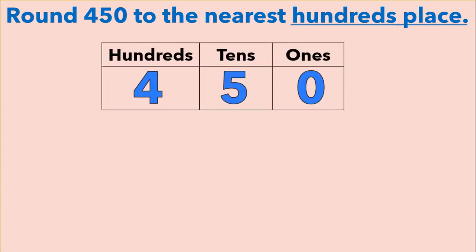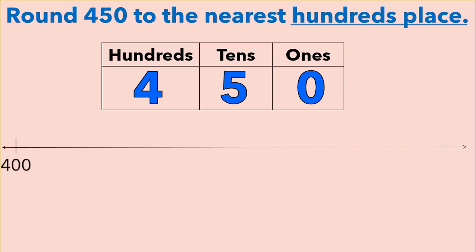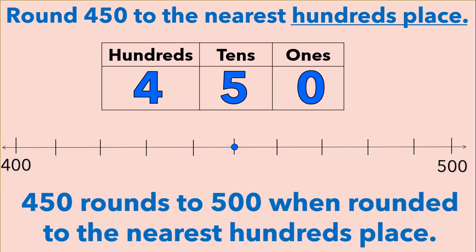We start with our place value chart and insert our digits. We can see that in 450, there's 4 hundreds, so we're going to start our number line at 400 or 400 ones. One more 100 than 400 is 500 or 500 ones. Now let's break our number line up into 10 equal parts. Each part is going to represent 10 again, so we can plot 450. So 450 is directly in the middle between 400 and 500. But because there's 5 tens, when it's 5 or more, we're going to round up. So 450 rounds to 500 when rounded to the nearest hundreds place.